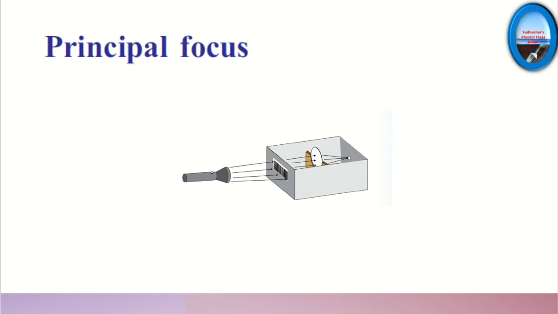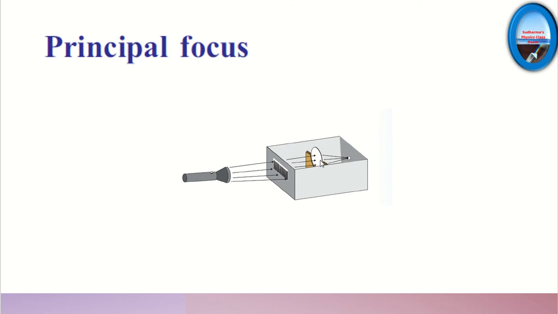Now the very important term, principal focus. There is an experiment. If you have a lens at home, you can try this. You're going to use a cardboard box, a shoe box, or any box. You're going to make some slits on one side of the box, and you're going to use a torch.